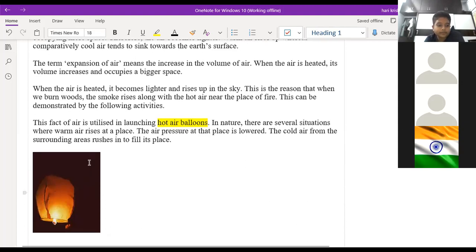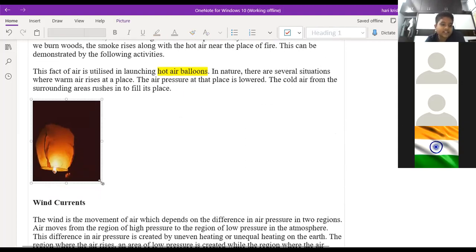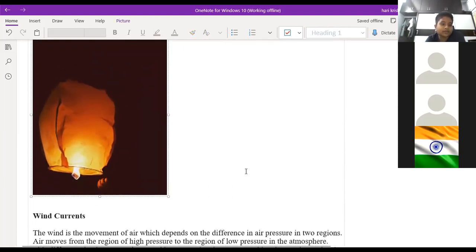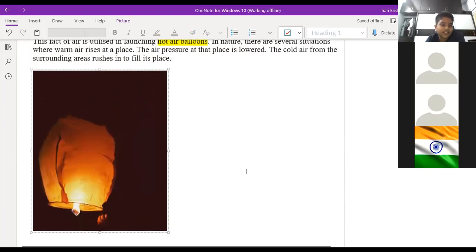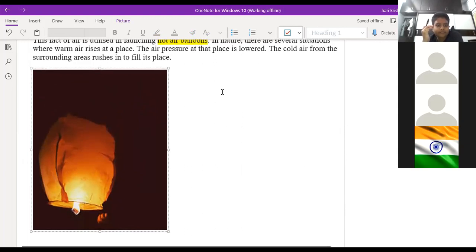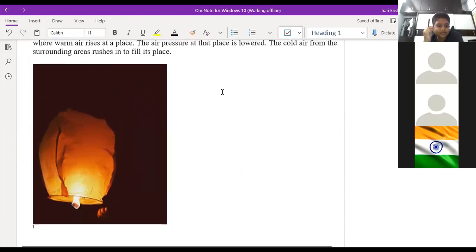Have you seen this image? Yes, sir. I have seen this. What is this? This is a hot air balloon. Not a hot air balloon. During Diwali time, you use the lantern, right? Yes, sir. But it is used as a hot air balloon also, sir. No, a hot air balloon is different. Sir, this is not a hot air balloon.